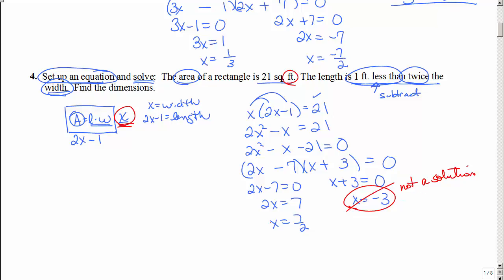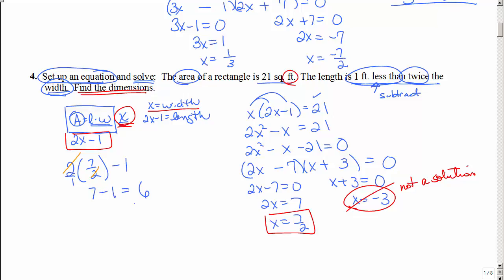It can't be negative. So let's go back. It says find the dimensions. It doesn't just say find x. So I know x, which is my width, is 7/2, but I've got to find the length. How do I do that? I'm going to substitute in for x what x equals. Now before you start panicking about those fractions, look at this. Those are going to reduce, and you're just left with 7 minus 1, which is 6.